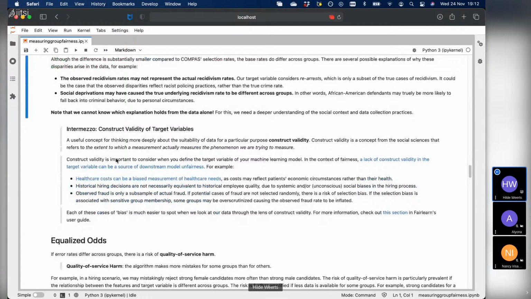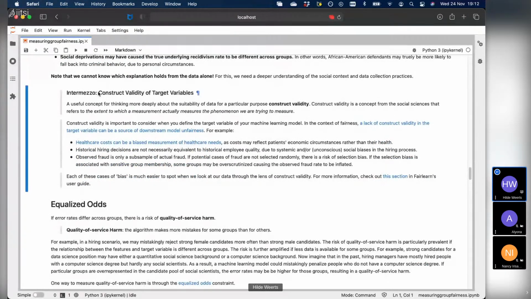Sometimes the best thing is to just get away from your computer and talk to people to actually see what's going on. And something I've alluded to before already, and that is construct validity. So some of you might be familiar with this term. It's particularly often used in the social sciences. And what this means is, to what extent does the measurement of what we're trying to measure actually measure the phenomenon that we are trying to measure. And this is a really nice way to think more deeply about whether your data is actually suitable for a particular purpose, especially in the context of fairness, because many of the fairness-related harms can be traced back to issues with construct validity.